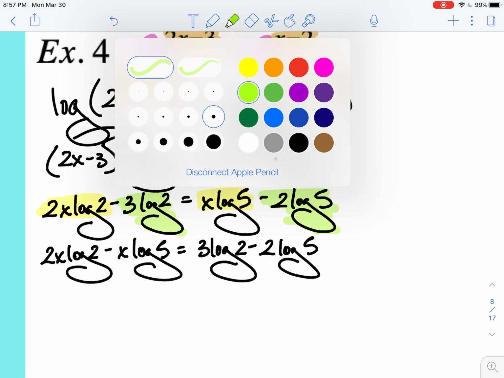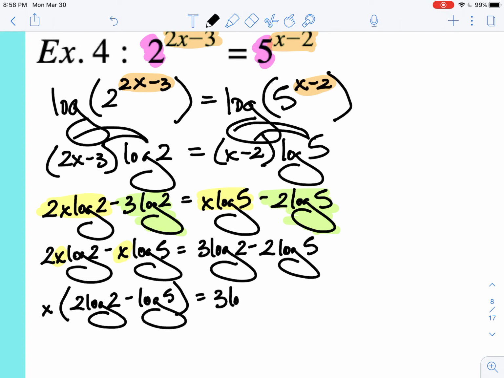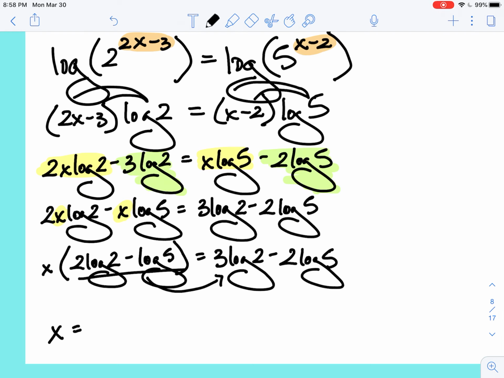And just like in example number 3, I notice that both of these terms on the left-hand side have an x. So I'm going to go ahead and factor out that x, and that'll leave me with 2 log 2 minus log 5 equals 3 log 2 minus 2 log 5. And my last step is to take this, divide it to the other side to get my exact solution.